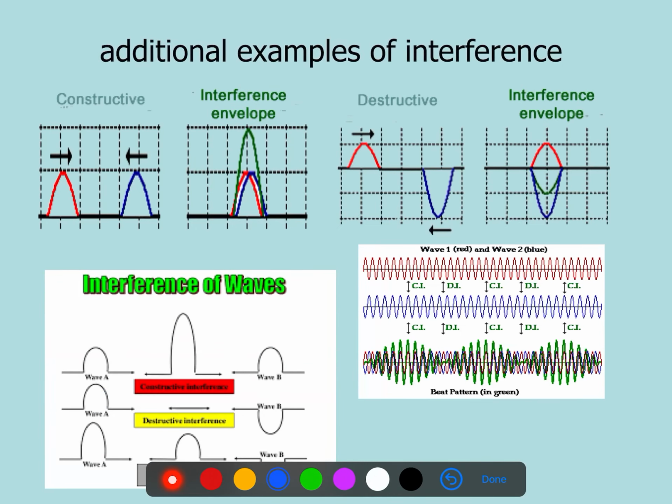Here are some additional examples so you can see some more illustrations of interference. We have examples of both total and partial destructive interference. We also have some examples of constructive interference. I wanted to show you this illustration right here though real quick. So this is what we would call a beat pattern, or this is how we would obtain our beat frequency.